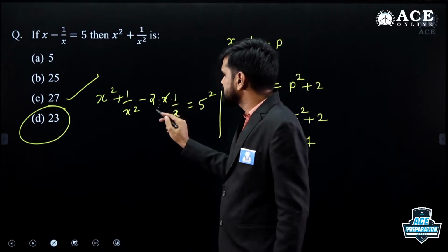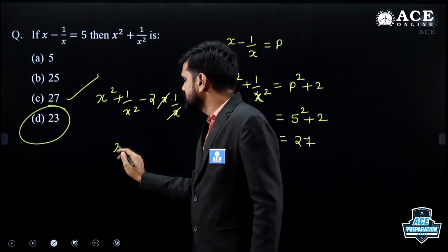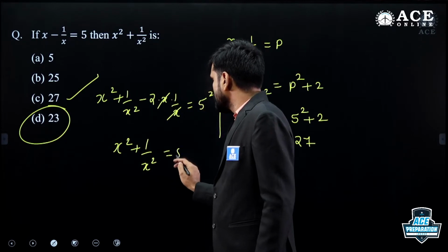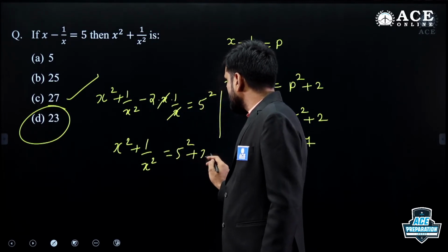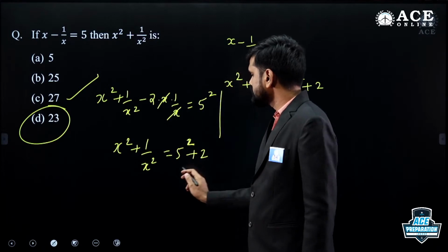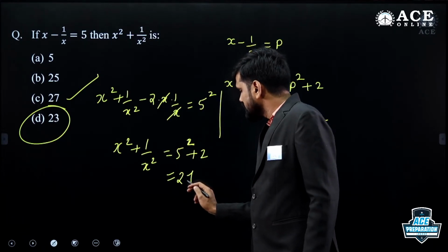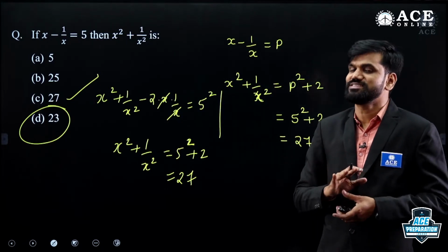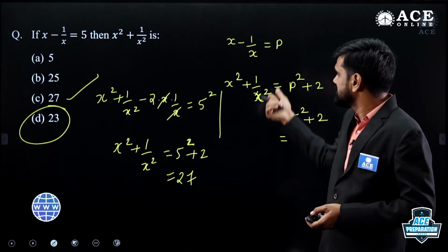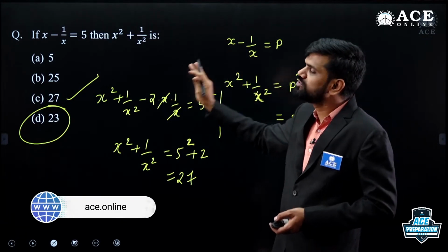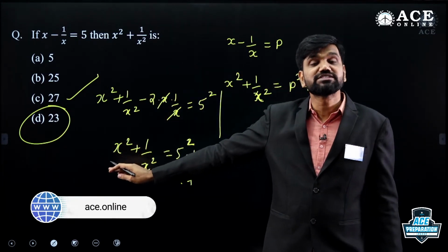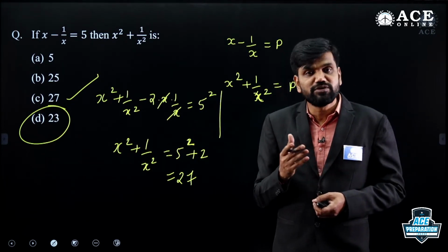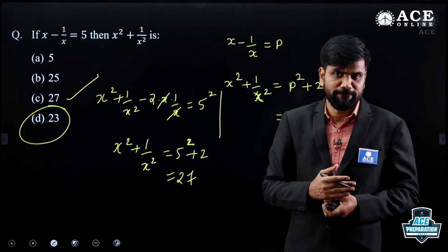So x and x will get cancelled over here. That leads to x square plus 1 by x square equal to 5 square plus 2, which gives you 27. This is the advantage of knowing how the formula has come. If you forget the exact formula, you can always go with the basic method. The basic method is derived from the basic identities that we have already learned in the previous session, like a plus b whole square, a minus b whole square and all.